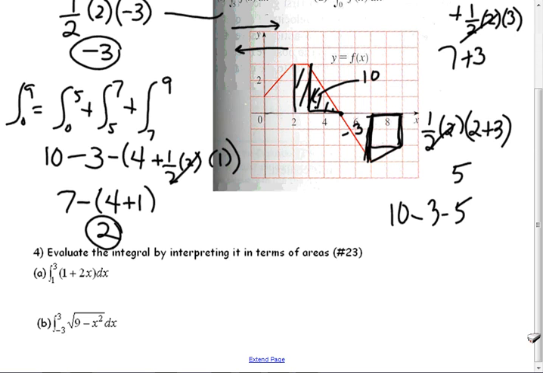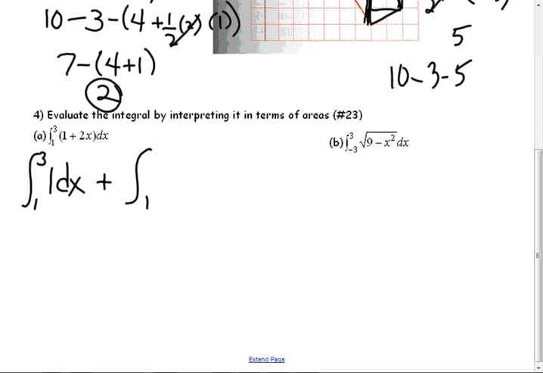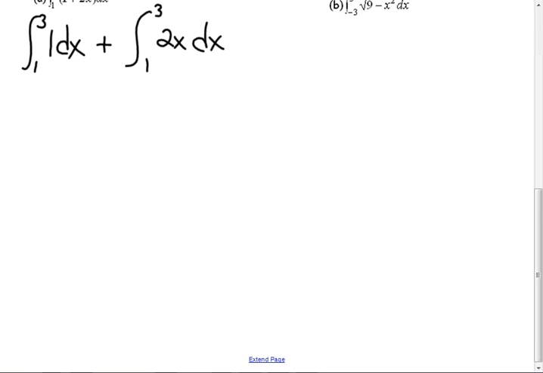Okay, how are you going to do these guys? B is easier. How are we going to do that one? Because you can distribute the integral sign, find the area under 1, plus find the area under y equals 2x. Now, this is what the students got wrong in the AP class. They thought this area was 1.